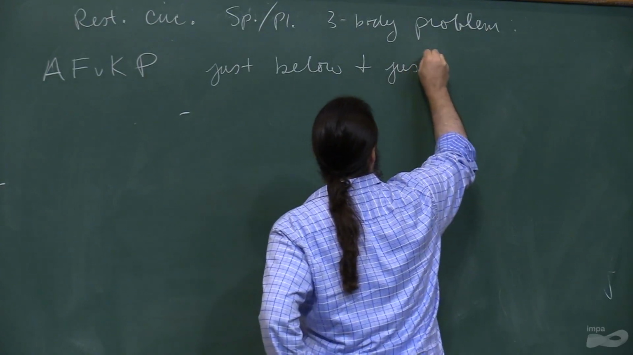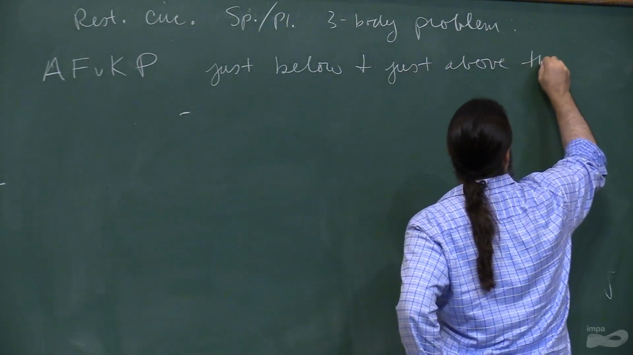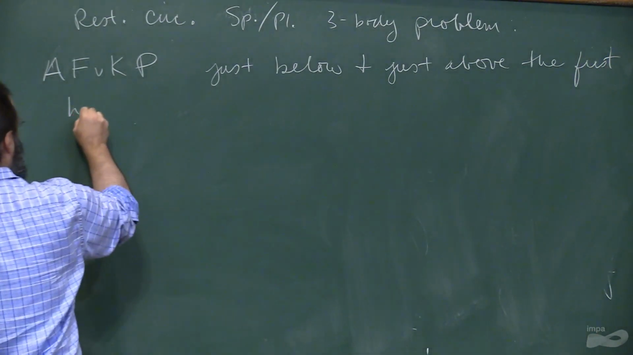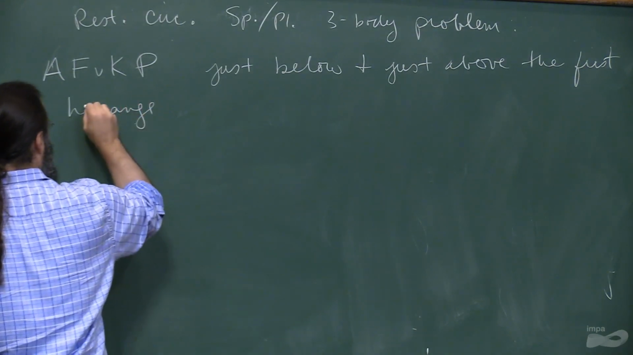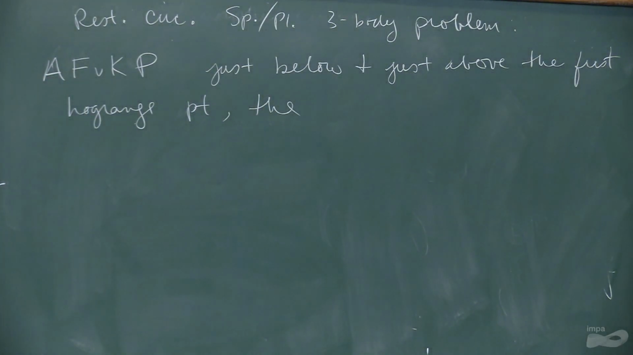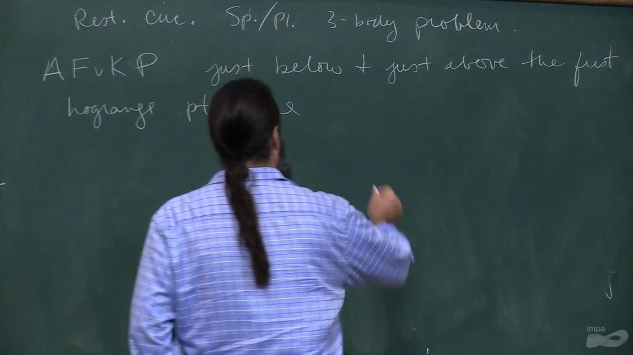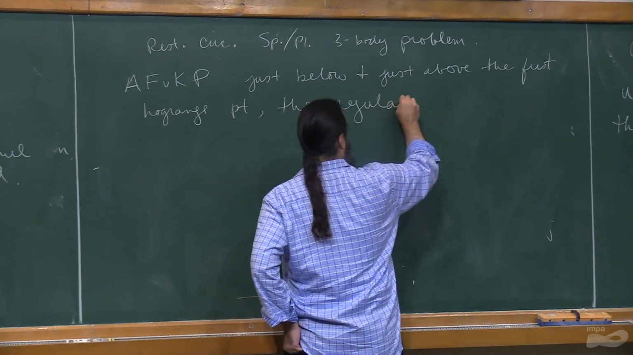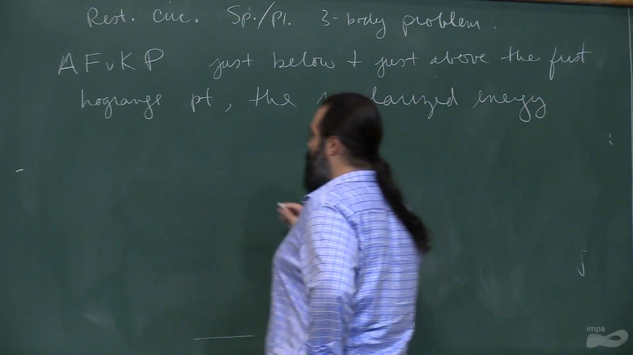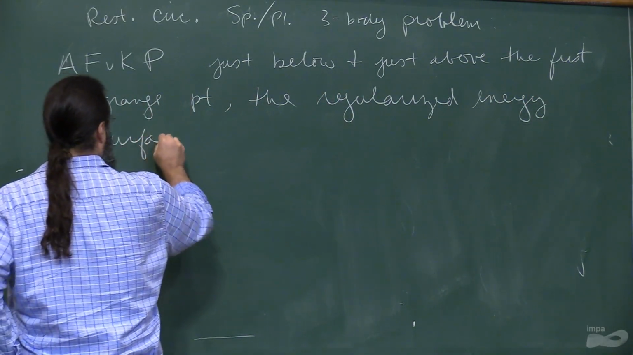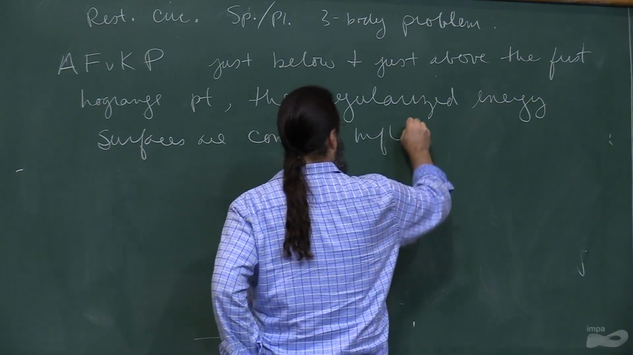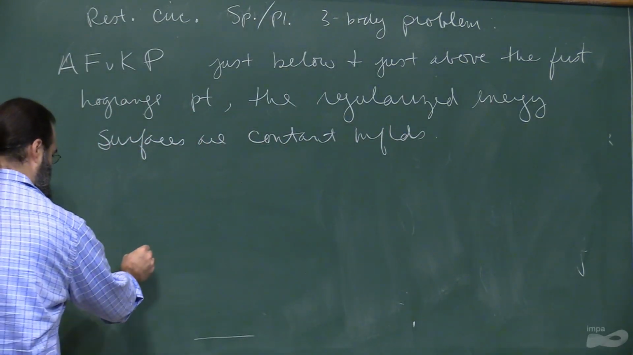and just above the first Lagrange point, which is a particular energy of this Hamiltonian system, the regularized energy surfaces, so you have to remove collisions, I'll explain a bit more in a second, the regularized energy surfaces are contact manifolds. Okay, so let me actually explain a bit.